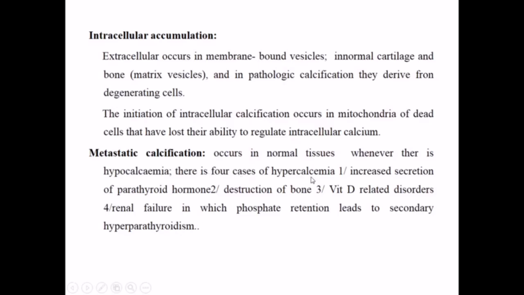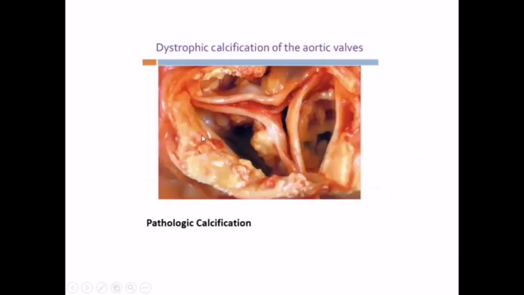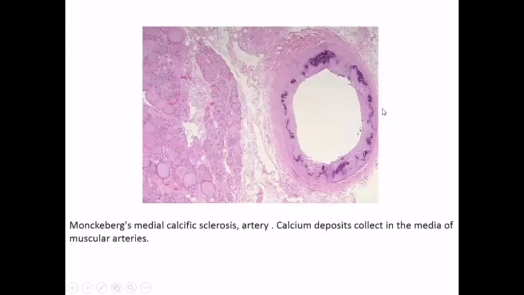There are four causes of hypercalcemia: increased secretion of parathyroid hormone, destruction of bone, vitamin D related disorders, or renal failure, in which phosphate retention leads to secondary hyperparathyroidism. This is aorta or aortic valve, and this white is calcium. This is under the microscope, and the blue color is the calcium.